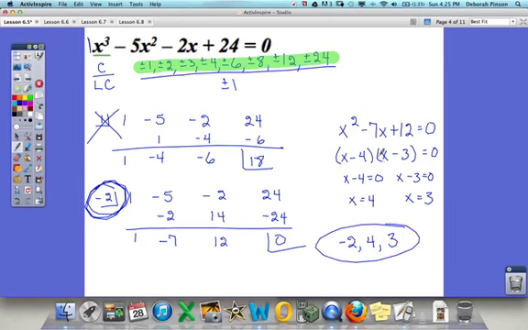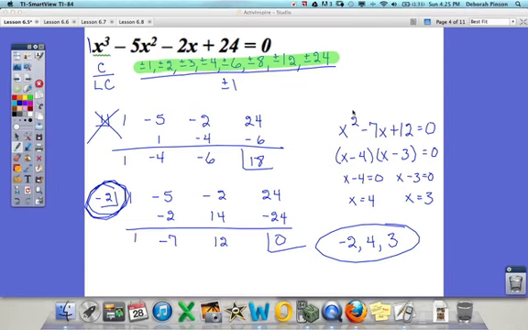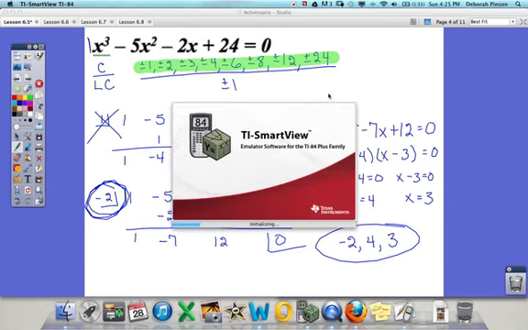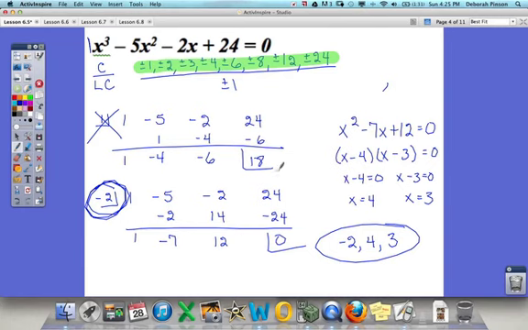Now I want y'all to notice 3 and 4 are both on my list there. So if I had tried either of those numbers with my synthetic division, it would have worked as well. Also, when I graph this thing, and my graph isn't pulled up, so we won't necessarily graph it, but if I were to graph this, it would cross the x-axis at negative 2, at 4, and at 3.